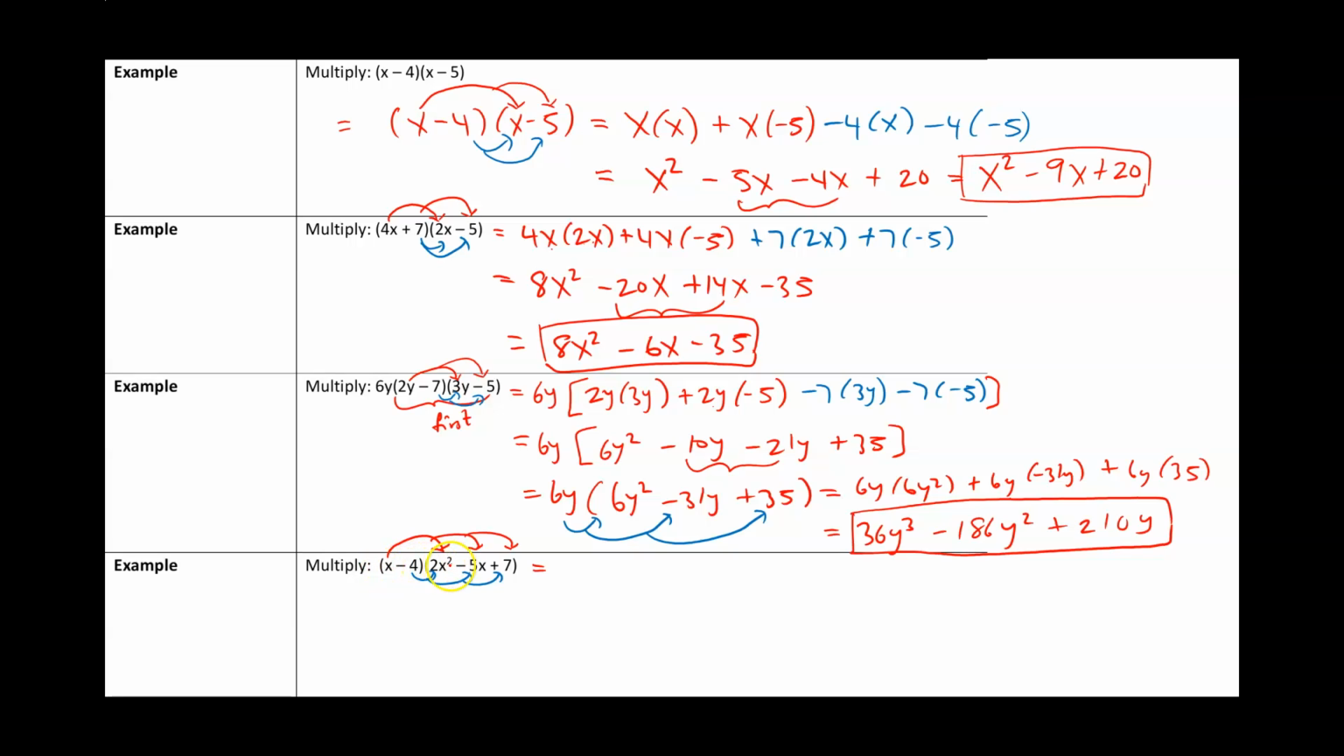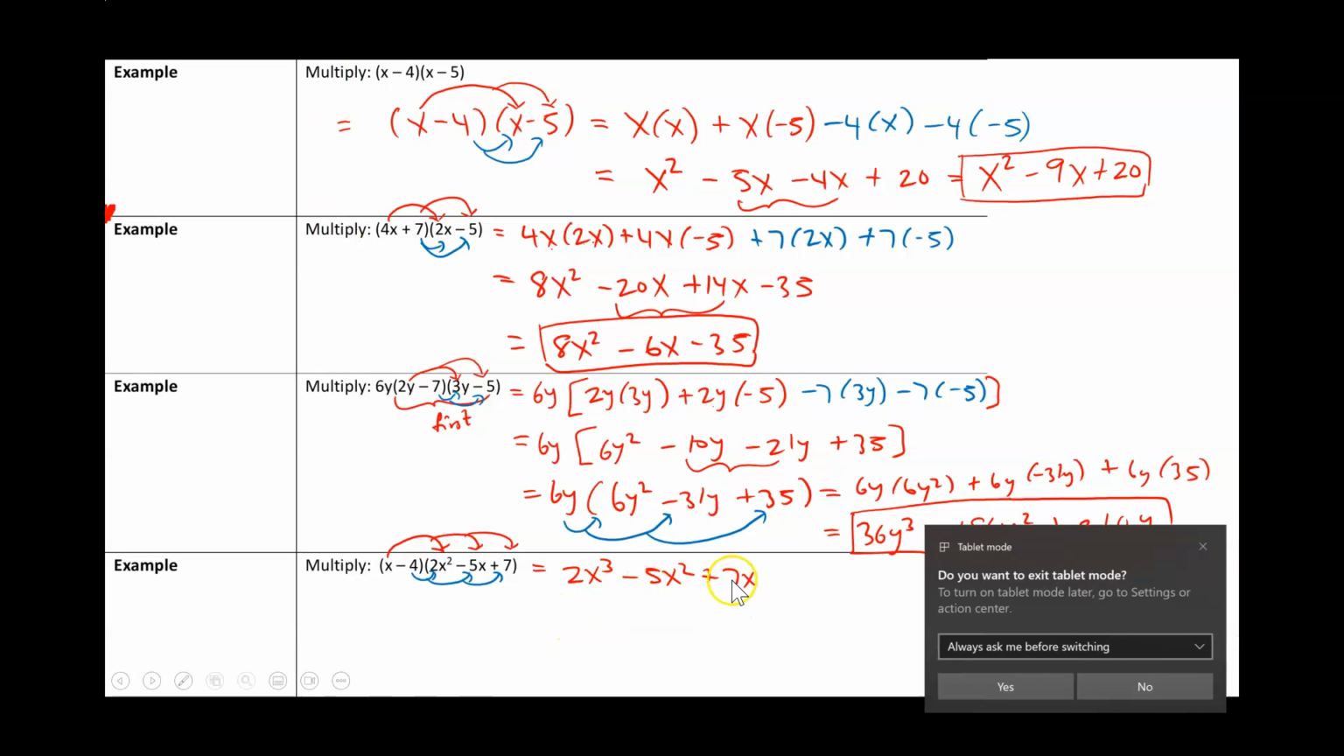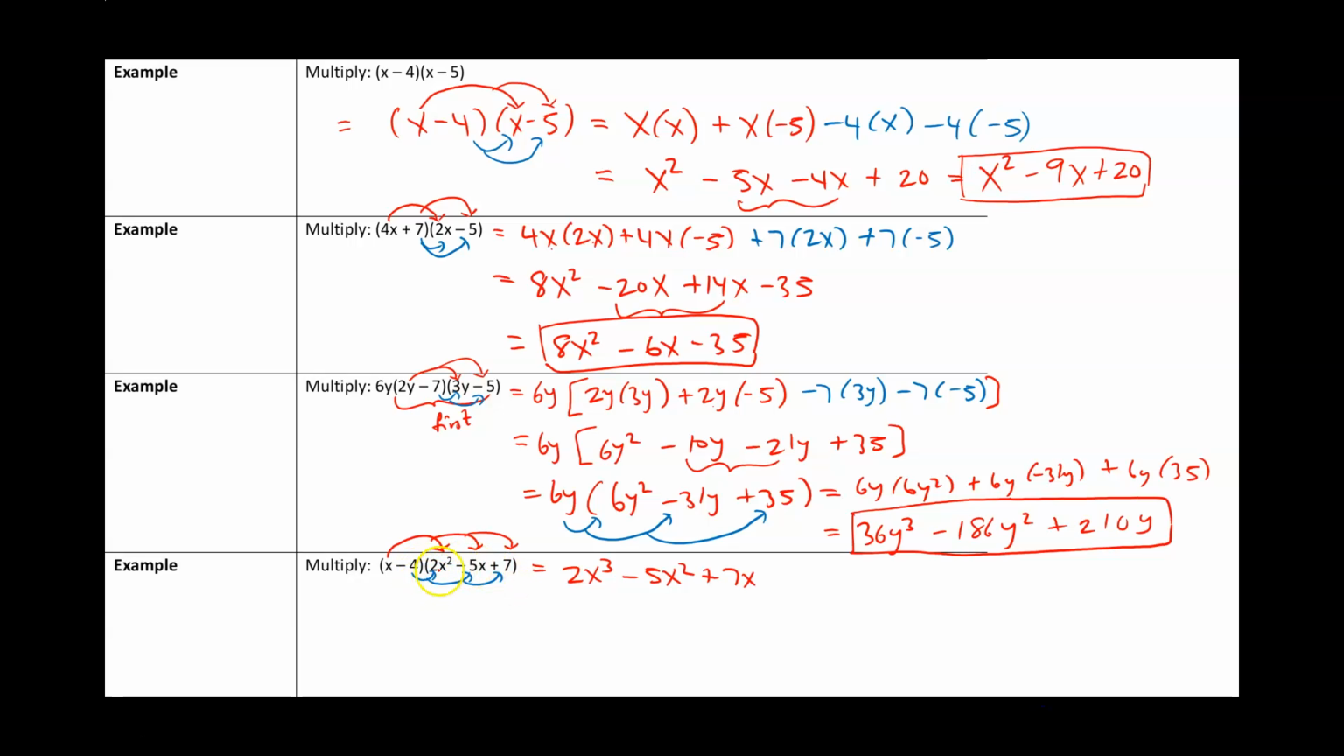So if I have x times 2x squared, that's a 2x cubed. If I have x times negative 5x, that's a negative 5x squared. And if I have x times 7, that's going to be a 7x. The same thing with the negative 4. I have a negative 4 times 2x squared, that is a negative 8x squared. Then I have a negative 4 times a negative 5.